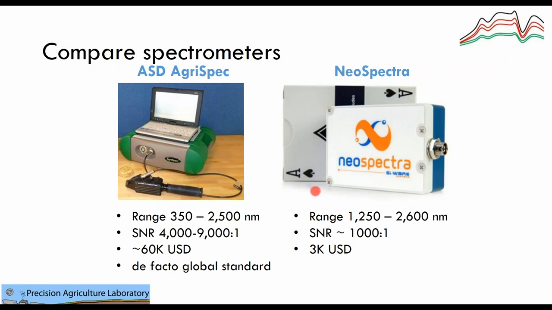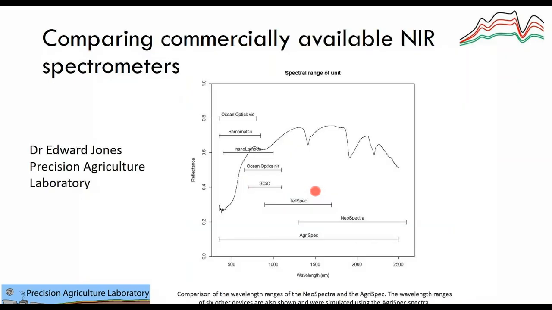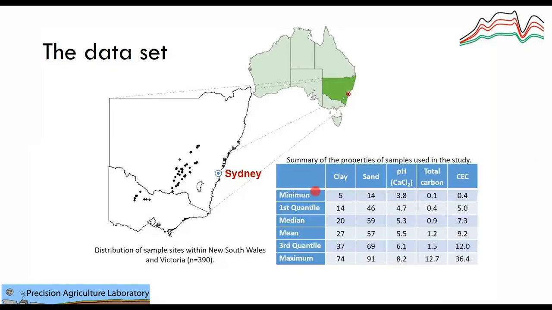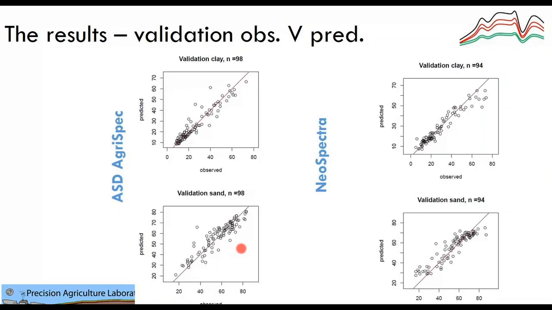So the study was basically checking how good this spectra is at predicting the same properties that we're usually predicting with the de facto instrument. It was a study comparing commercially available spectrometers. There were 390 samples covering some parts of New South Wales and the north of Victoria. They tested five different properties: clay, sand, pH, total carbon, and cation exchange capacity. And we found out that it's not bad at all.